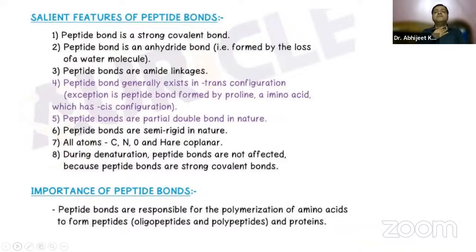Now, what are the salient features of these peptide bonds? They are strong covalent bonds. They are N-hydride bonds, formed by loss of a water molecule. They are amide linkages, right? Peptide bonds generally exist in trans configuration. Whereas you already know we have discussed proline, which exists in the form of a cis configuration.